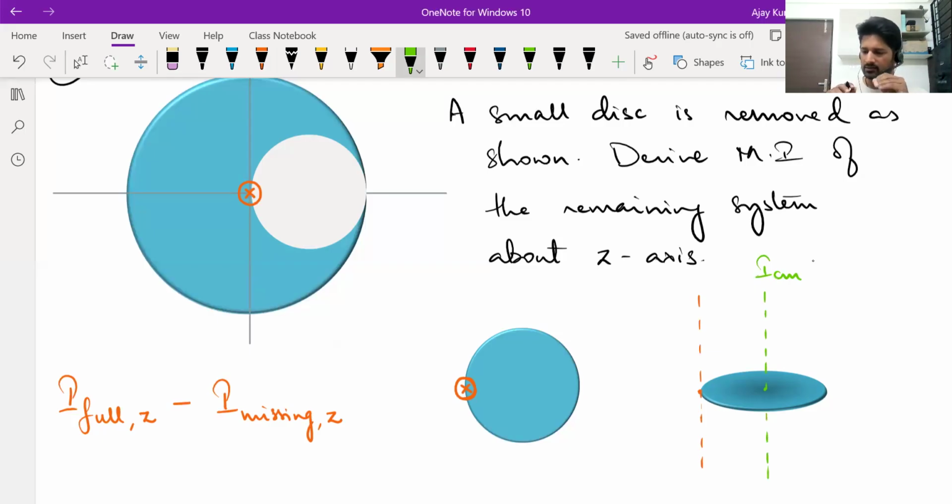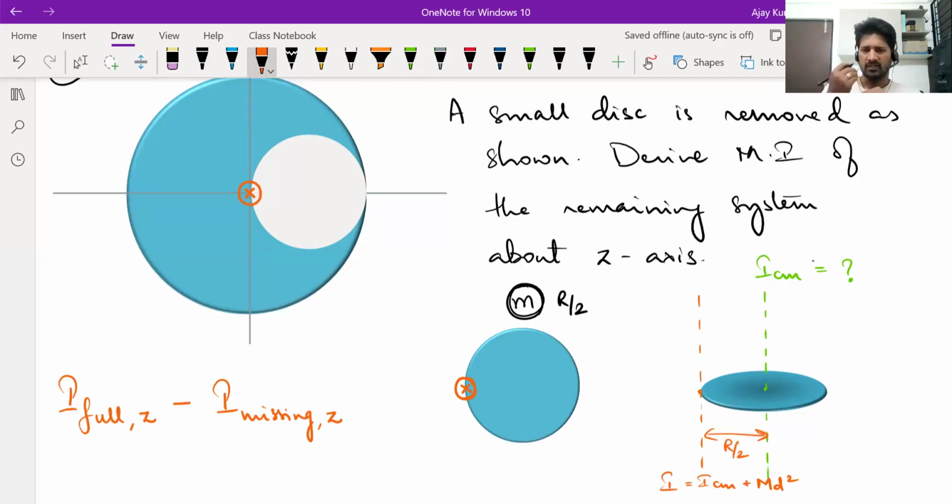So now all we need to do is first find the mass of this small disk. Radius you already told, it is r by 2. That's good. We need the mass. Once you know mass and radius, you can express ICM. The formula is mass into square of radius divided by 2. Once you know ICM, you will be able to tell the value of I, because I is ICM plus MD square, where D is this distance, which is nothing but r by 2, the radius of the small disk.